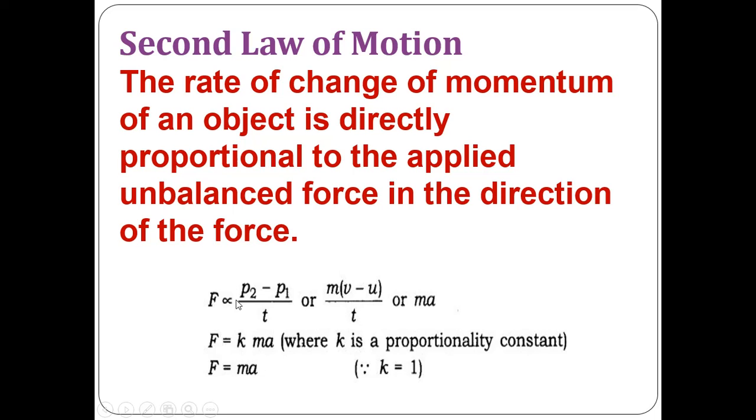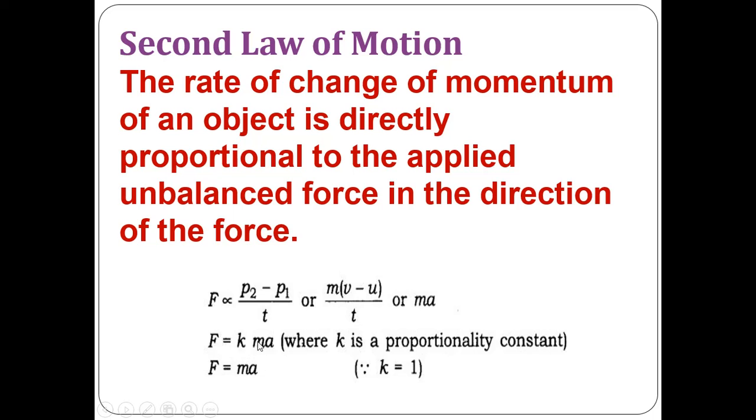Here you can see the mathematical expression: F, that is the force, is proportional to the rate of change of momentum, that is (P2 minus P1) by t. We know P is equal to the product of mass and velocity. So we can write P2 is equal to mv, P1 is equal to mu. Then m is common, so we take it outside and write (v minus u) inside the bracket, divided by t. It can also be written as m into a.